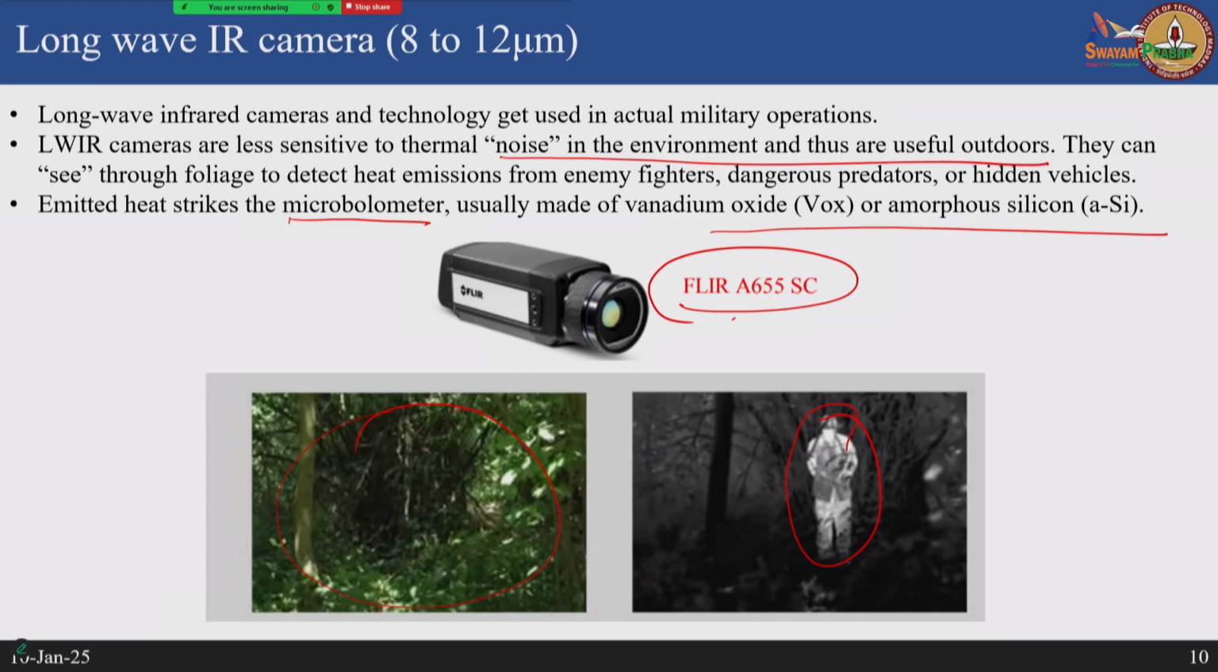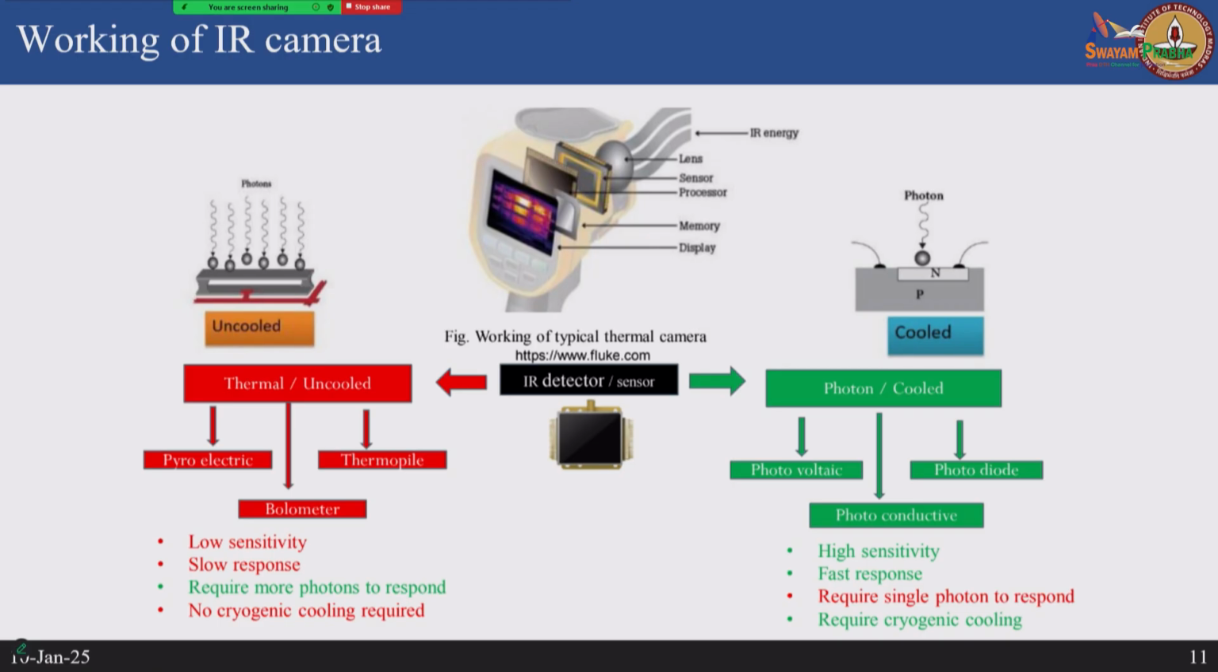So, on the working of the IR cameras, primarily you have two types of cameras. One is called the uncooled cameras. The long wave IR camera that I was talking about, the A655SC, is an uncooled camera. They have different types of detectors, which detect the infrared emission. One is a pyroelectric type, the other is bolometer, the other is thermopile, and bolometer is one of the standard sensors that we see in these FLIR cameras. These are microbolometers and so on, and each of these has its own advantages and disadvantages.